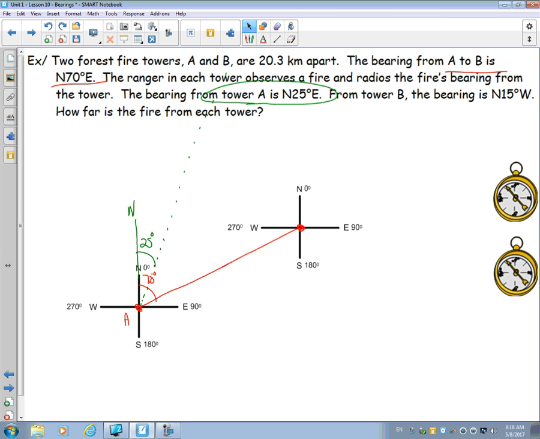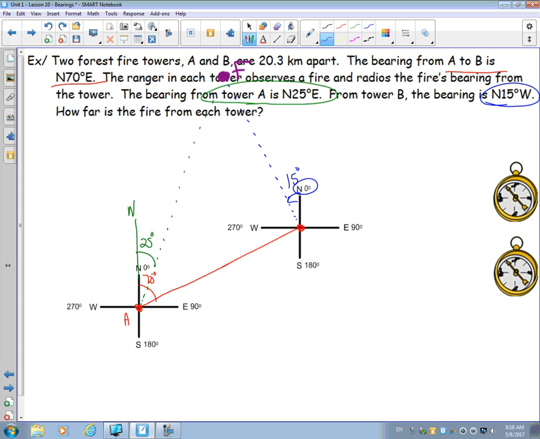From B, the bearing is north 15 west. So B would have to be here, and it started north and it went 15 to the west. And if you notice way up here at the top in the words, they're going to meet somewhere. Well, that's got to be the fire.